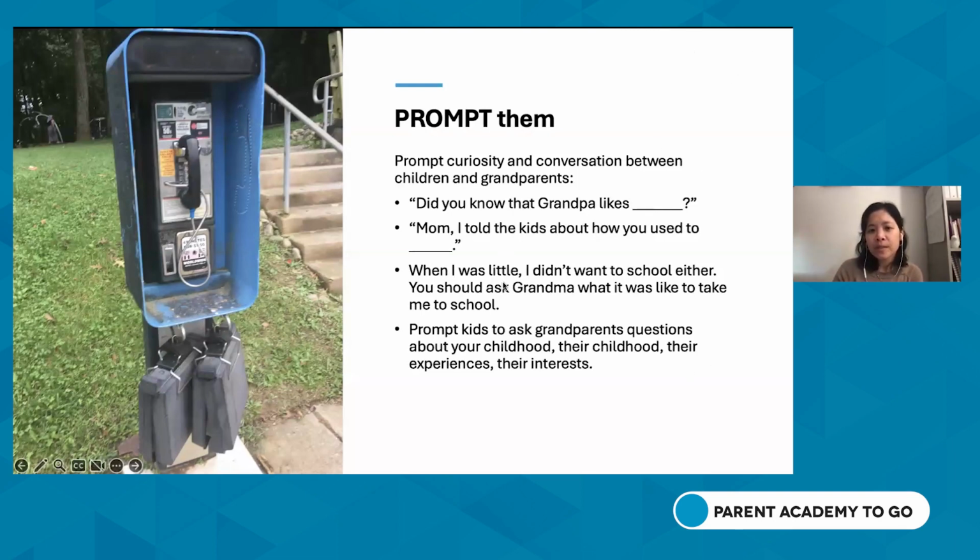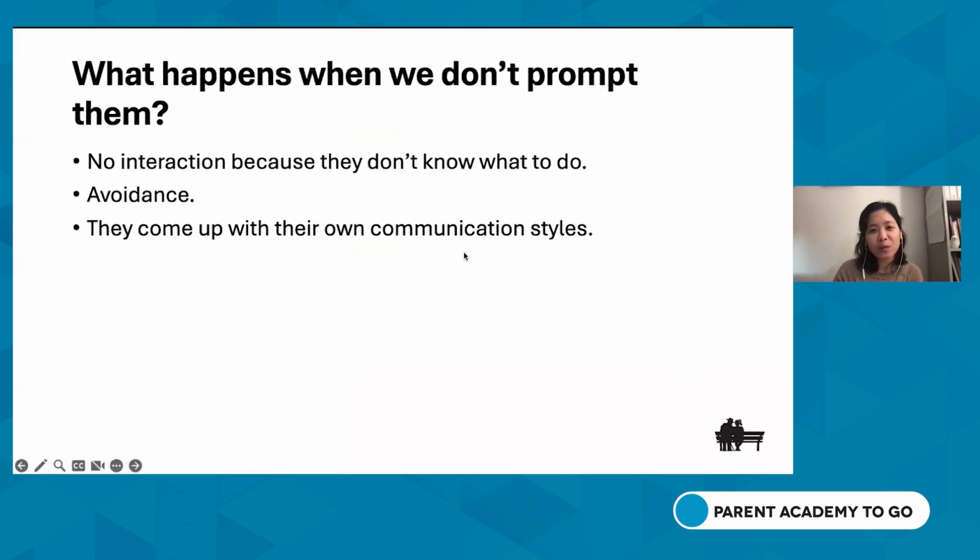All right. So what happens when we don't prompt our kids? One, no interaction occurs because our kids do not know what to do. Oftentimes I hear parents say, how can I get my teenager to talk with their grandparent? I always tell them to FaceTime and then they just don't do anything and they go on their screens. Well, oftentimes it's not because they don't care, it's because they don't know what to do. They don't know what to talk about. So what may happen is there's no interaction, or they're going to avoid that interaction. Maybe they're going to shy away when their grandparent is around.